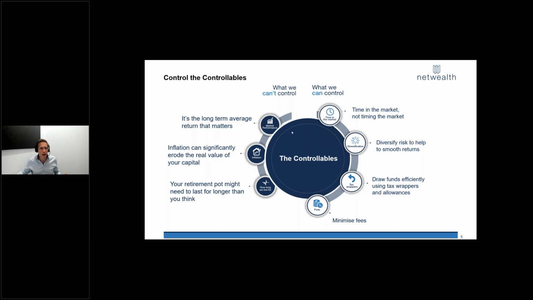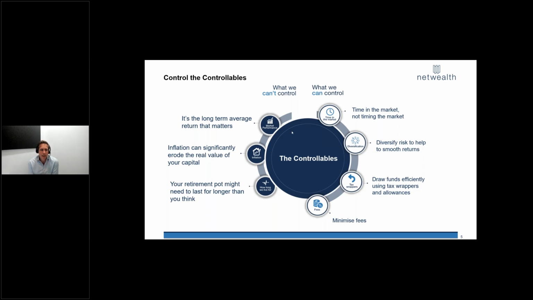So if I think about the uncontrollables, this is things like how long you're going to live, how long you're going to need your cash flows for into the future. We can't control that, but we can model for it and understand the impact. Inflation, hot topic right now, and I'm sure Ian will touch upon it from an investment perspective, but we can't control what inflation will be, but we can model for the impact of higher inflation. What does that mean for our investments? What does it mean for our income needs in the future?